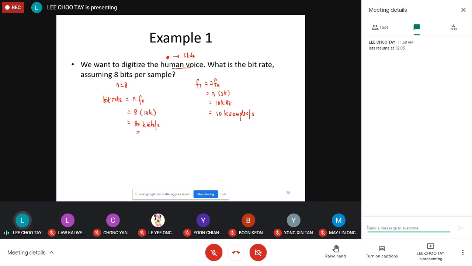As far as this example is concerned, you're free to use any maximum frequency. You can use 3K, you can use 4K, you can also use up to 5K. So that is for bit rate. So how do we relate bit rate to bandwidth?